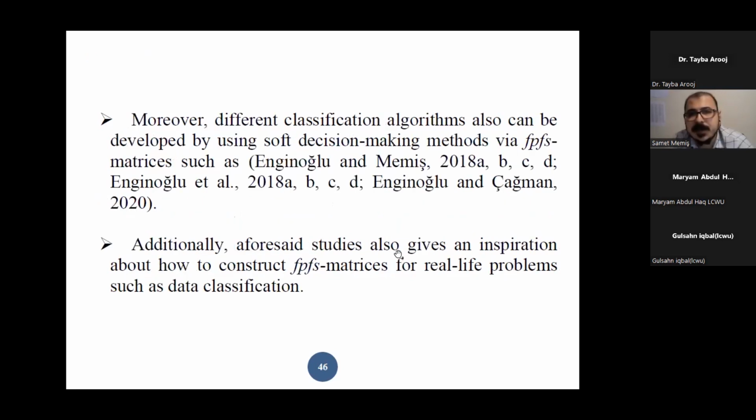Moreover, different classification algorithms can also be developed using soft decision-making methods via FBFS matrices, such as in these references. Additionally, the aforesaid studies give inspiration about how to construct FBFS matrices for real-life problems such as data classification. The construction of FBFS matrices according to the problem is very important, because it depends on the type of problem.